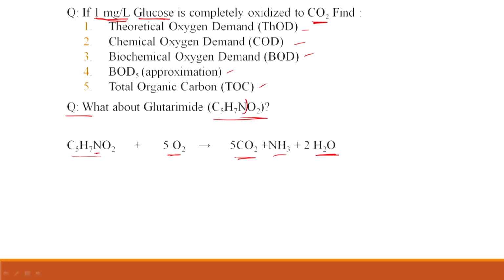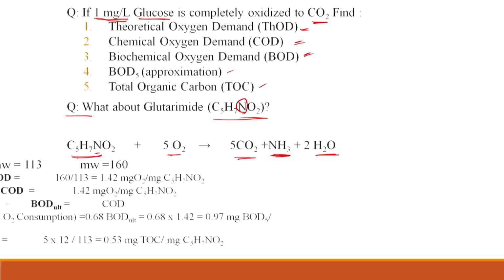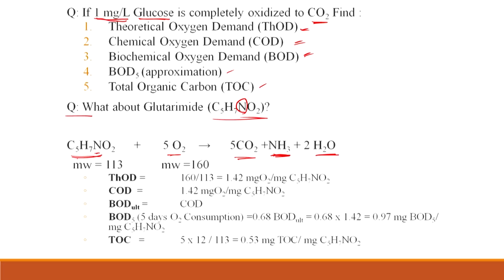Here we have N2, so that changes the relevant scenario. As mentioned earlier, for theoretical oxygen demand, COD and BOD, we assume that the end product is NH3 and this is not going to be further oxidized to NO3 minus or nitrite. We balance the equation. Let us say you have 1 milligram per liter of glutaramide.